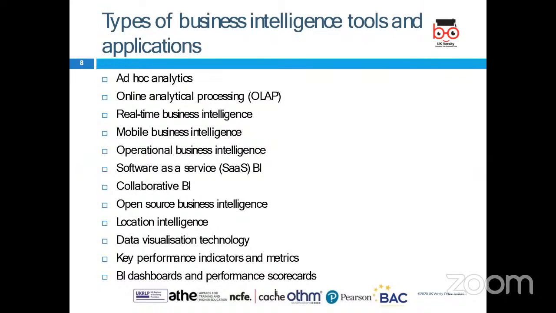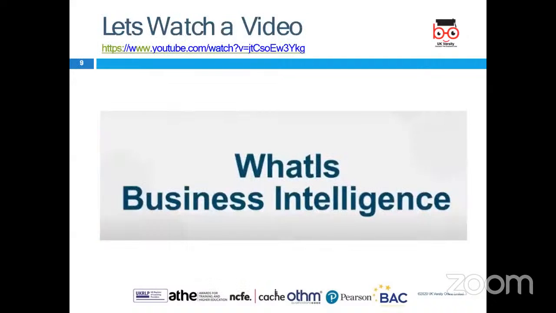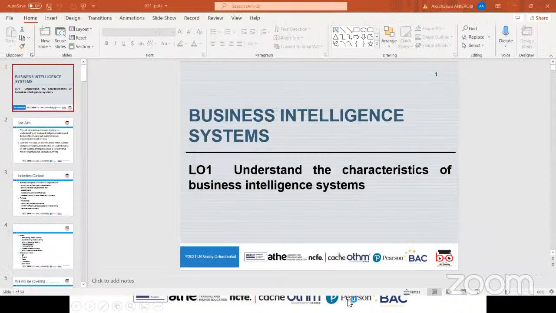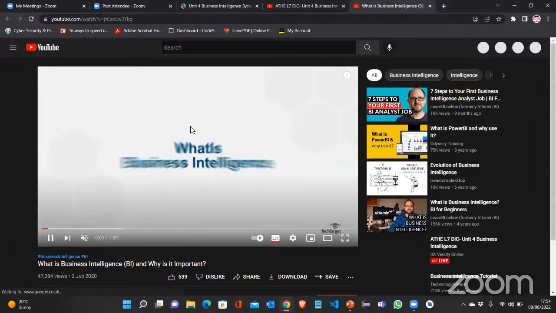So we can now see a couple of examples of tools and applications that are used, such as ad hoc analytics, online analytical processing, OLAP, real-time business intelligence, mobile business intelligence, and all these applications. So now we can look into a video which will give us an explanation of BI systems.